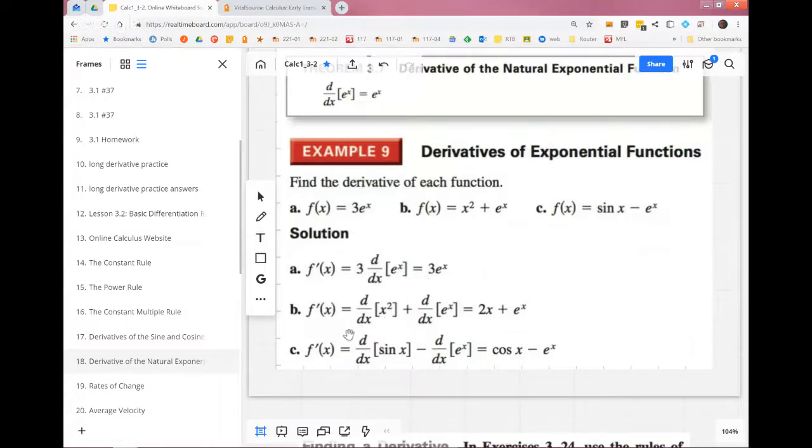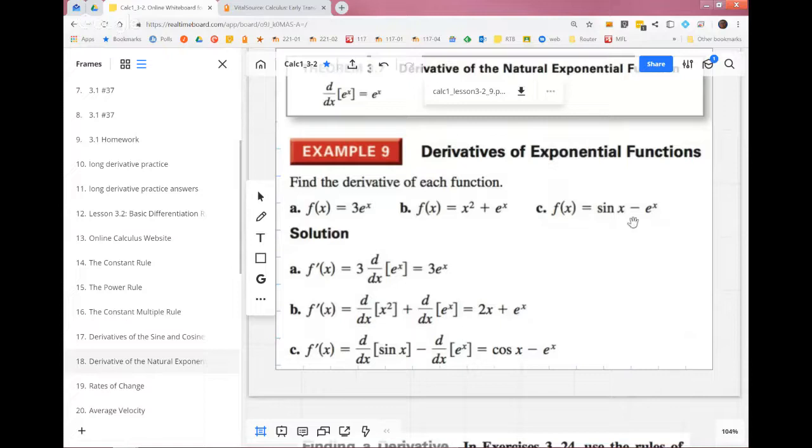Okay, how about this one? I'm sorry. Here we are. x squared plus e to the x. Well, what's the derivative of x squared? Power rule, 2x. What's the derivative of e to the x? e to the x. Answer, 2x plus e to the x.